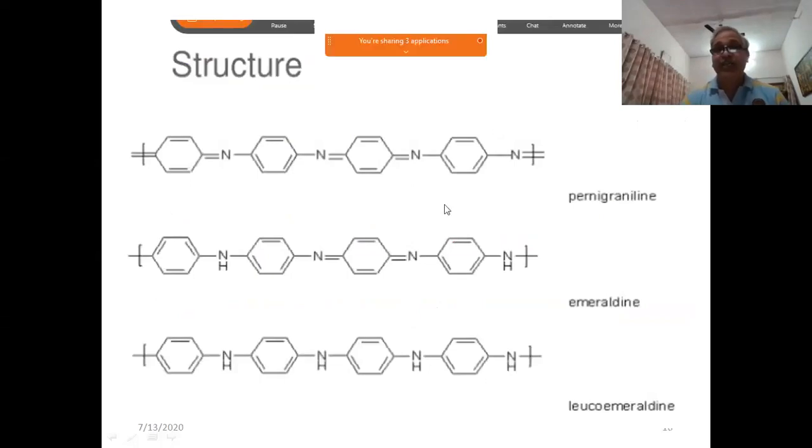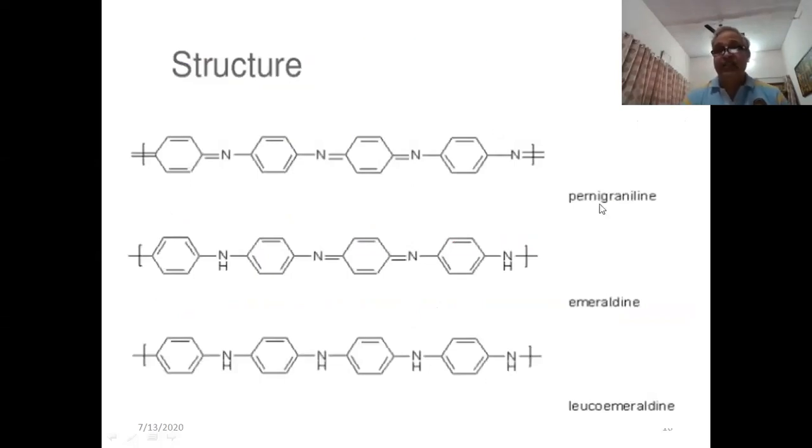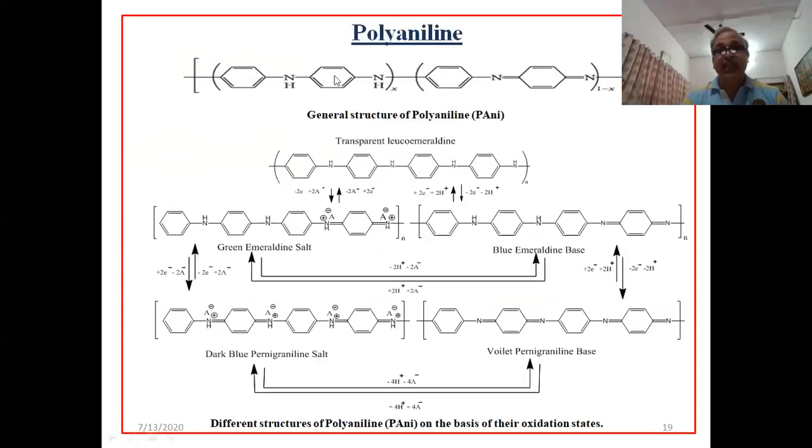These are the three structures of polyaniline: pernigraniline, emeraldine, and leucoemeraldine. Emeraldine is of two types, the emeraldine salt form and the emeraldine base form. The emeraldine salt form is conducting, and the rest are non-conducting. This is the general structure of polyaniline. Here we have NH groups and N groups. If there are no N groups, it is known as the transparent leucoemeraldine form, which is colorless and an insulator.